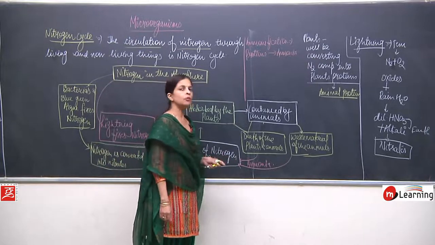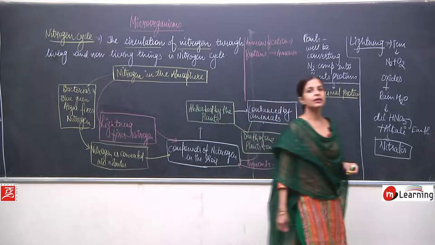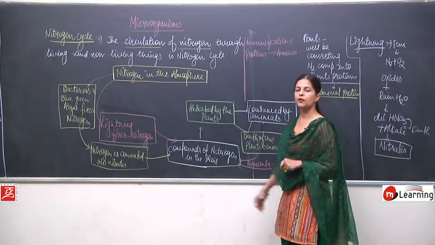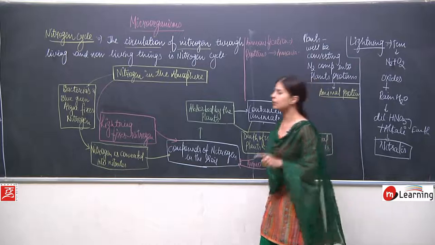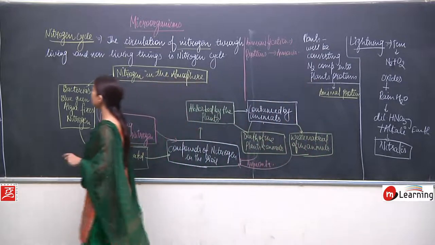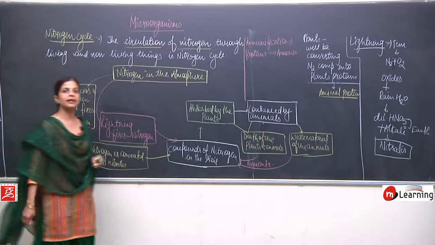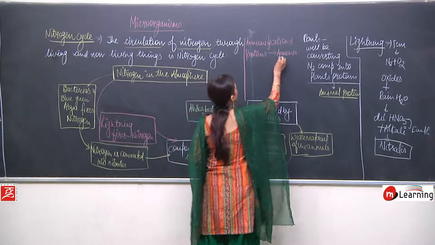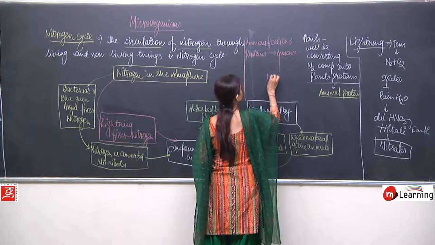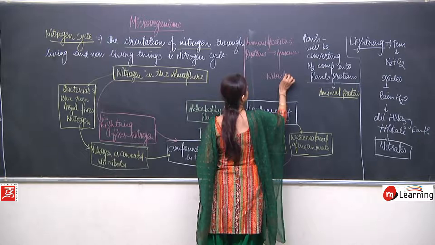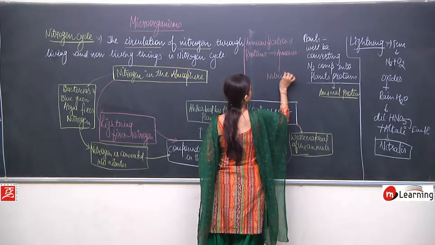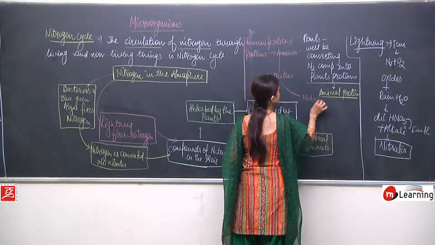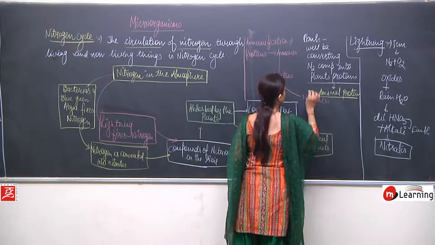That means here ammonia will reach the soil. Now, from ammonia, what will happen? From ammonia, again the formation of nitrites and then nitrates will take place. That means from ammonia, what will happen now? Nitrites will be formed. Nitrites will be converted into nitrates. This is a rough column where I am showing you.